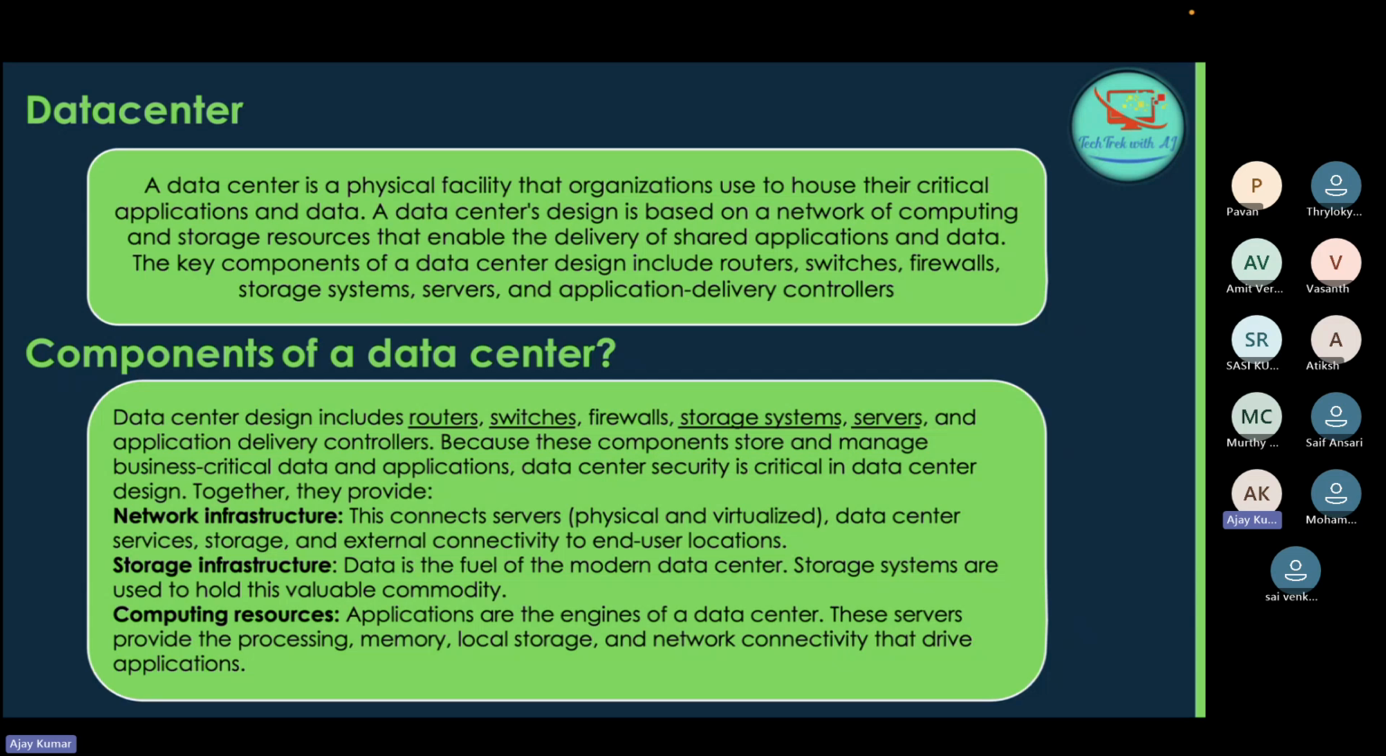So that's basically servers, and application delivery controllers are nothing but devices designed specifically for applications. These are the components available in the data centers and connected through the network, through the load balancers and a couple of other devices. And on the second side here, network infrastructures connect servers physically or virtualized data center services, storage, and the external connectivity to end user locations.